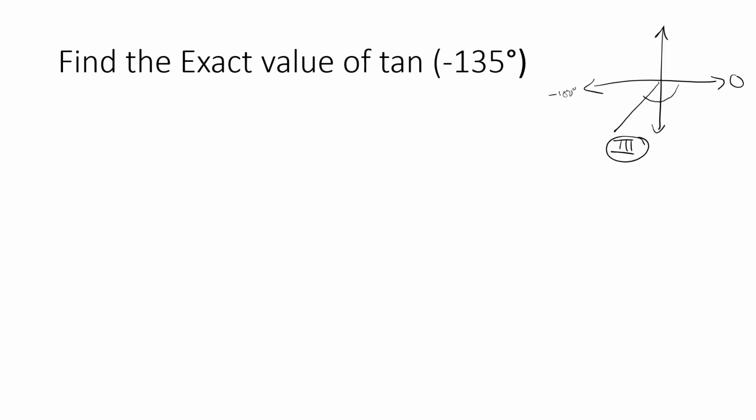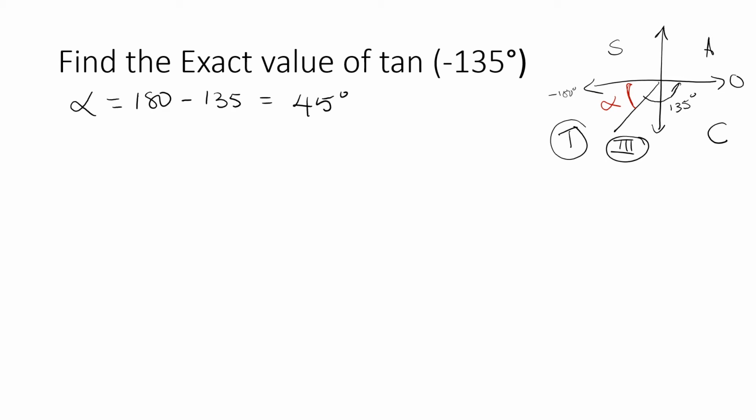Is the tangent positive in the third quadrant? Let's recall: all, only sine, tangent, then cosine. So tangent is positive. But we need to find out what our reference angle is for negative 135. If this here is 135 degrees and the reference angle is labeled here in red, alpha will be equal to 180 minus 135, as you can see in the diagram. So our reference angle is also 45 degrees, but we're working in the third quadrant instead of the second, like our last question.